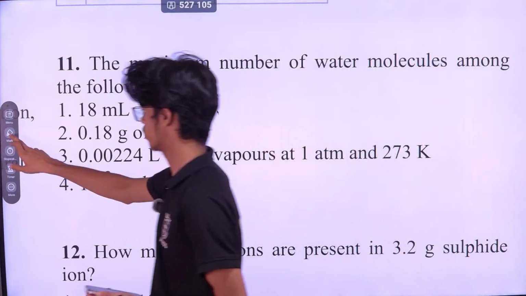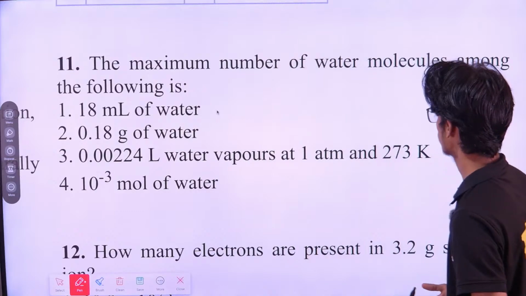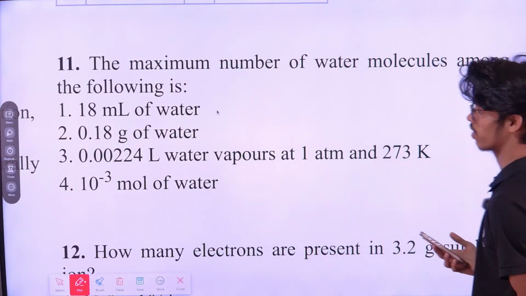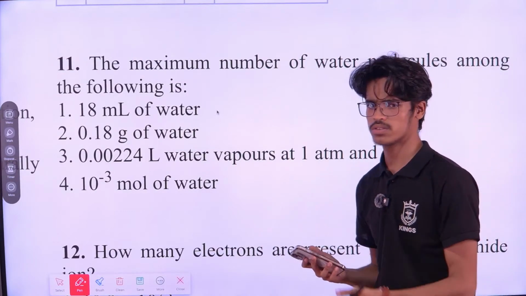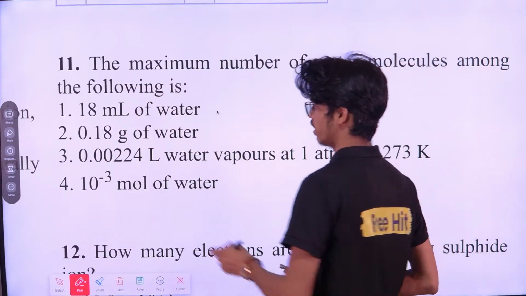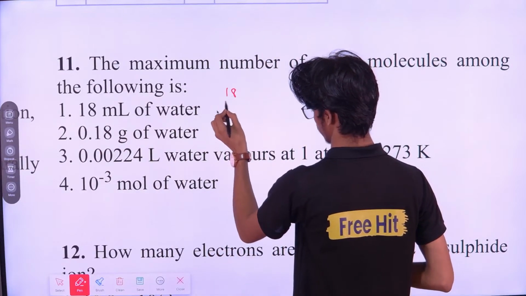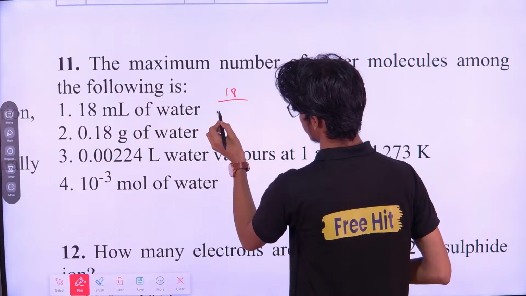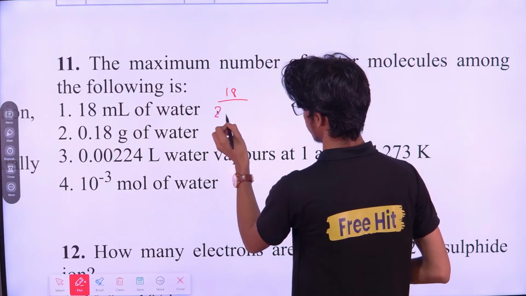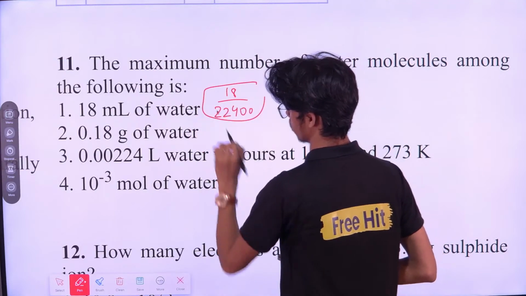Okay, let's calculate. The maximum number of water molecules among the following: we just need to calculate the maximum number of molecules, or you can calculate the maximum number of moles, the answer is going to be the same. 18 milliliter of water, you have to divide it by 22.4 liter, which means 22,400 milliliter. So this is the number of moles in option number 1.